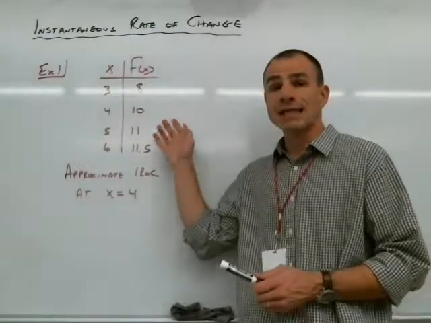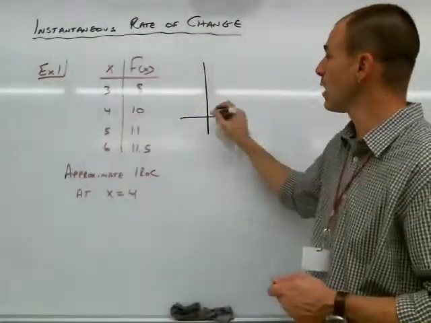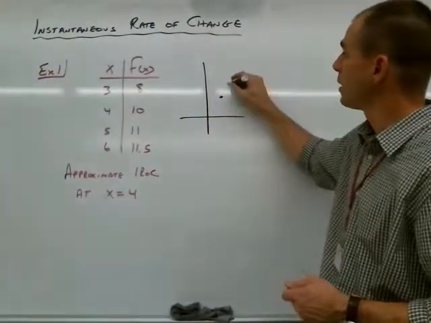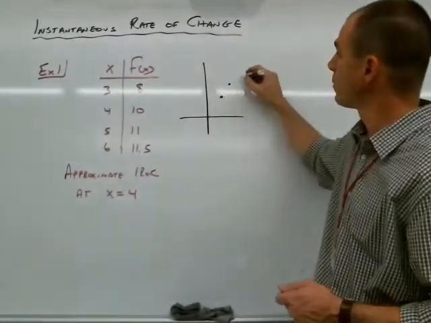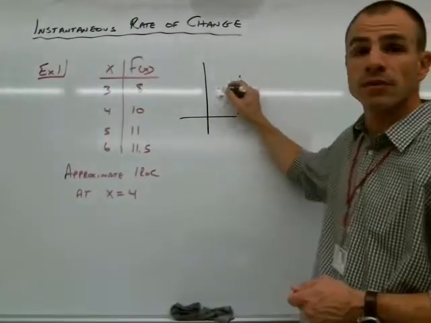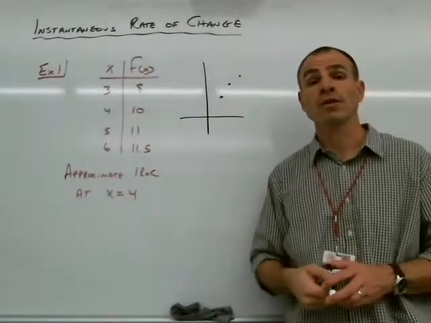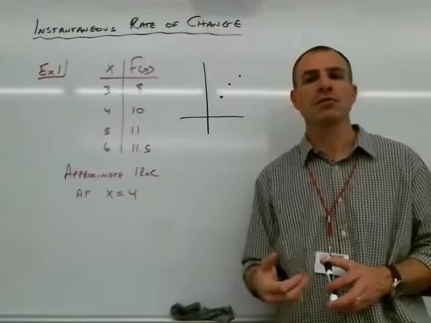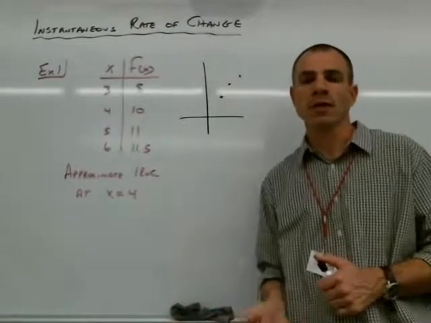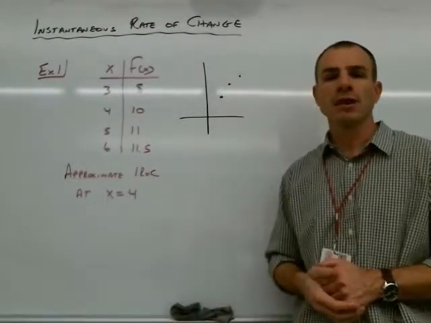We could plot these points. We don't have to, but we could. Over 3, up 8, that puts us there. Over 4, up 10, that puts us there. Over 5, up 11, that puts us there. We're interested in trying to find the slope of the line that would connect, or the curve that would connect, those points. That's the instantaneous rate of change. We're interested in that slope value. That's why we're using the average rate of change, because we know the average rate of change is the slope of the line that connects our 2 points.